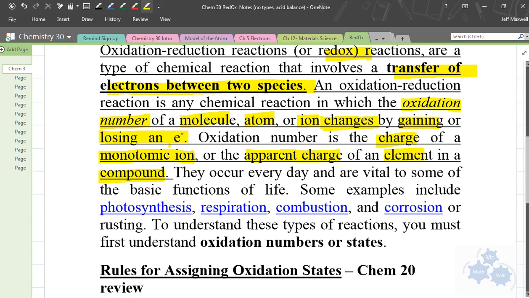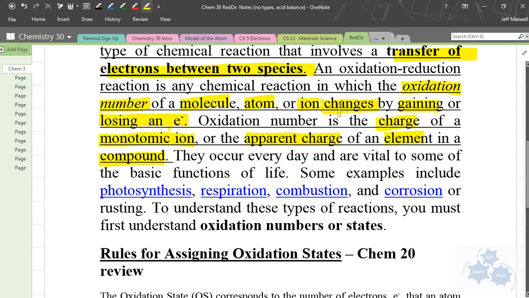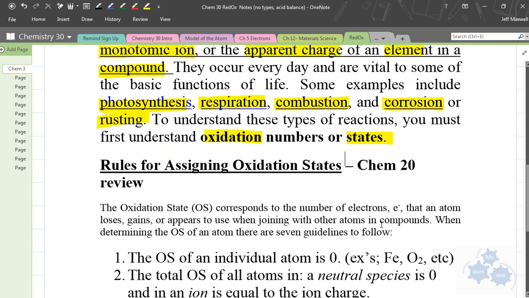These types of reactions occur every day, and they are vital to some of the most basic functions of life. Some examples include photosynthesis, respiration, breathing in and out and the intake of oxygen, combustion, and corrosion, or rusting as well. To understand these types of reactions, you must first understand oxidation numbers, also called oxidation states. The oxidation state refers to the oxidation number of an element in a given case.